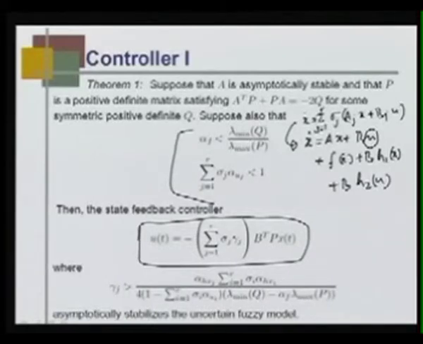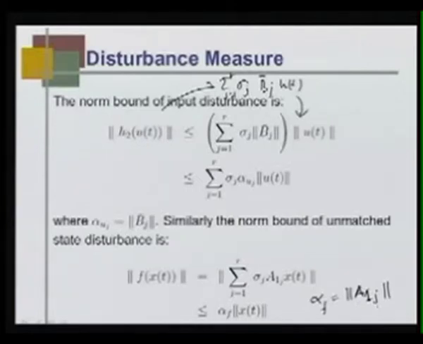lambda min, the minimum eigenvalue of Q, and lambda max is the maximum eigenvalue of P, where A transpose P plus P A equals minus 2 Q. You know that A is the nominal plant model, and for a nominal plant model A, I can always find a Q such that I also have a P which satisfies A transpose P plus P A equal to minus 2 Q. Given this P and Q, you see that alpha f is the induced norm of A1j, and this A1j is coming from our term A j minus A.